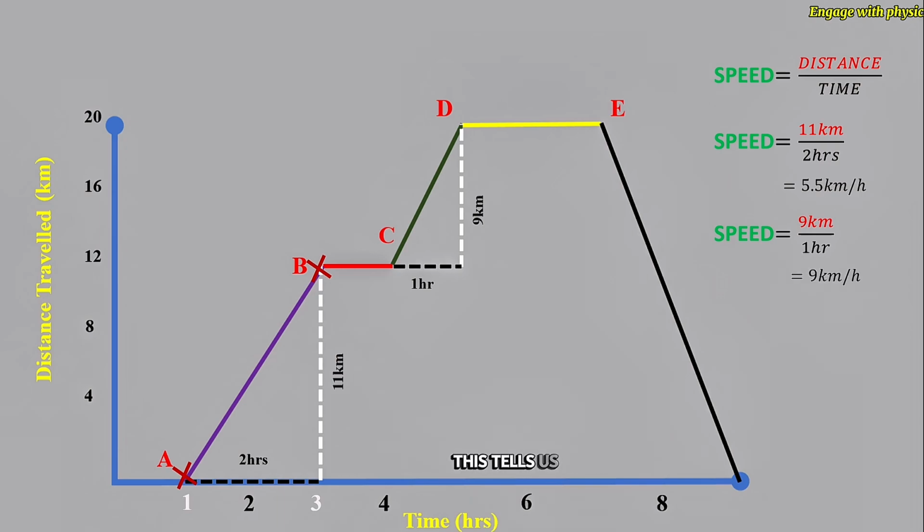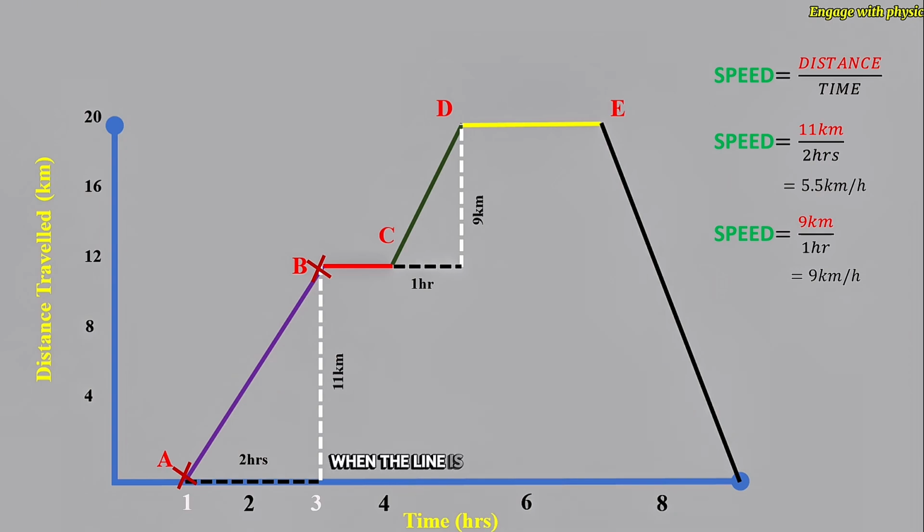This tells us that the steeper the gradient at the points on the graph, the faster the speed. The flatter the gradient, the slower the speed. While a completely flat line indicates no speed at all.